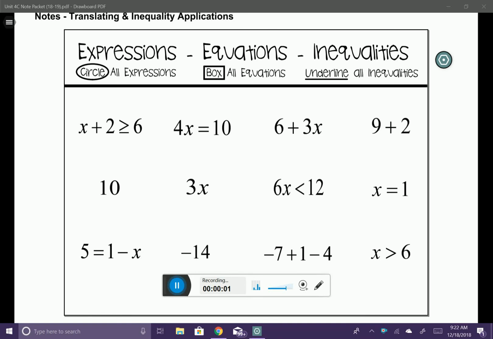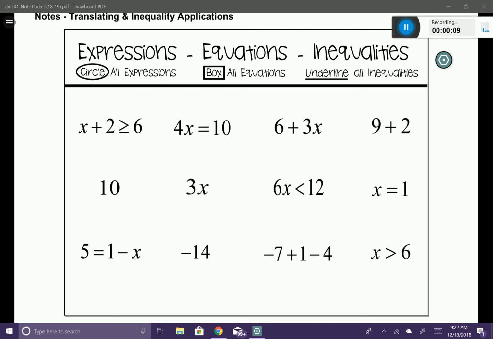In this lesson, we're going to talk about translating and inequality applications. Let's first begin by looking at this first slide here. We want to distinguish the difference between expressions, equations, and inequalities. So I'd like you to pause the video and see if you can circle all the expressions, put a box around all the equations, and then underline all of the inequalities below.